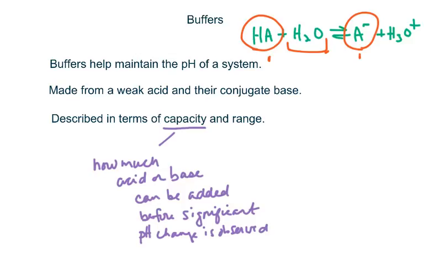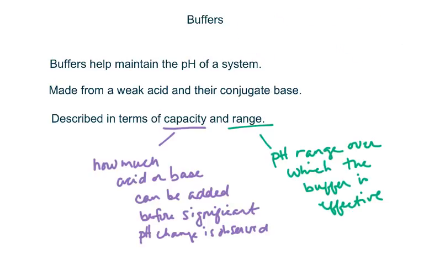But there is some limit to how much this can do. This can operate, and so that's referring to the capacity. In terms of the range, this is the pH range over which the buffer will be effective. Okay, so you pick a particular buffer system, what pH will it maintain, and to what extent will it be effective?